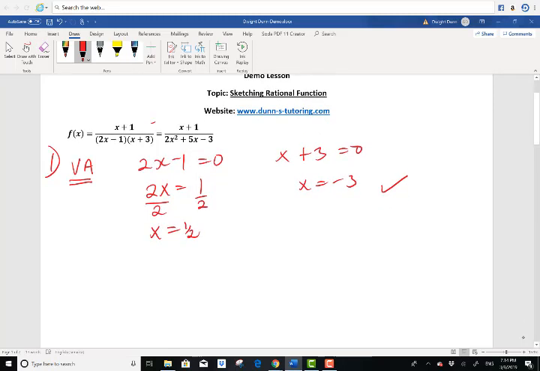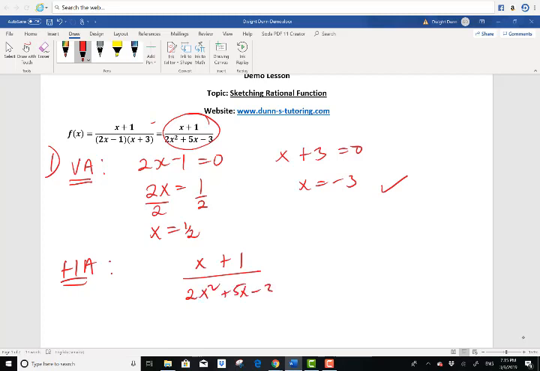So if we keep it going, the next thing I'm going to find now is the horizontal asymptote. To find the horizontal asymptote, it's easier to work in this format. And to work in that format, I am going to divide by the highest degree of x. So I'm going to have x plus 1 divided by 2x squared plus 5x minus 3.